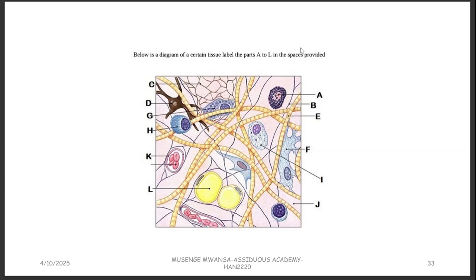Let's start. This is from an exam question. Below is a diagram of a certain tissue. Label the parts A to L. That's how it came, just like that. Let's start. What is A? What is A pointing at?